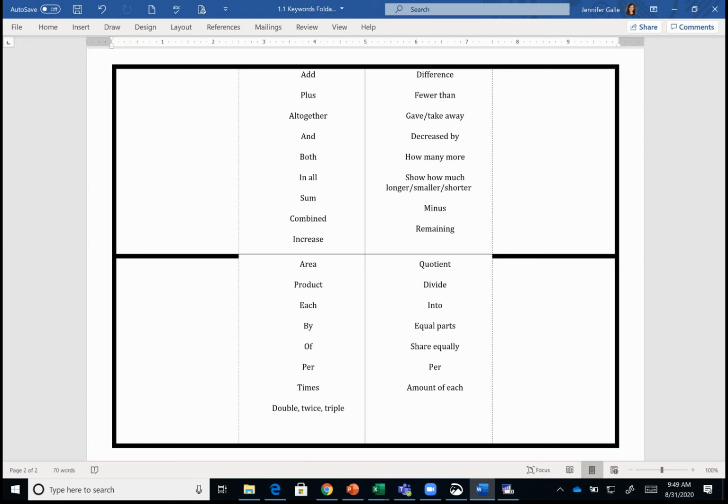And then for each door, we want to label it with the operation. By operation, we mean add, subtract, multiply, or divide that it represents. So if we start with the upper left corner, we have add, plus, altogether, and, both, in all, sum, combined, and increase. So we want to label that door addition.